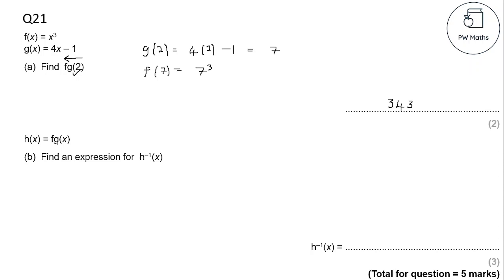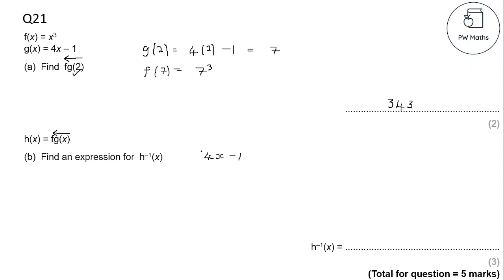H of x is f g x. Find an expression for h to the minus 1 of x. Very fiddly question. So first of all, we'll deal with this information. F g x. Reading it backwards, the first thing I've got to write down is g of x, which up here was 4x minus 1.